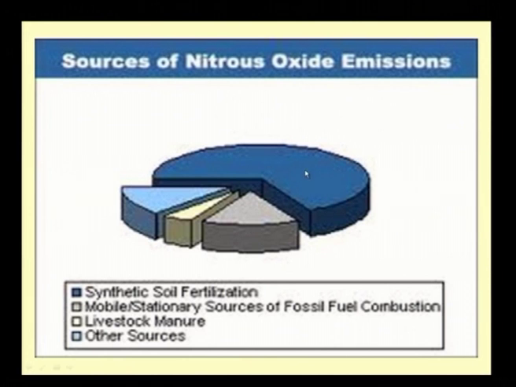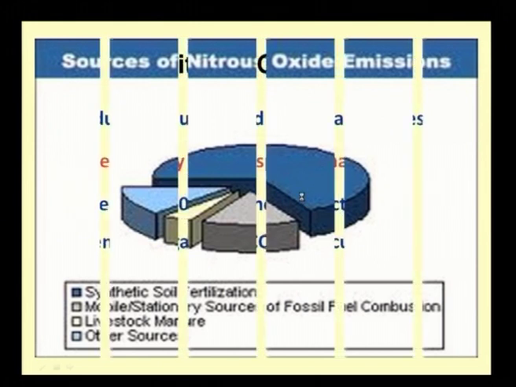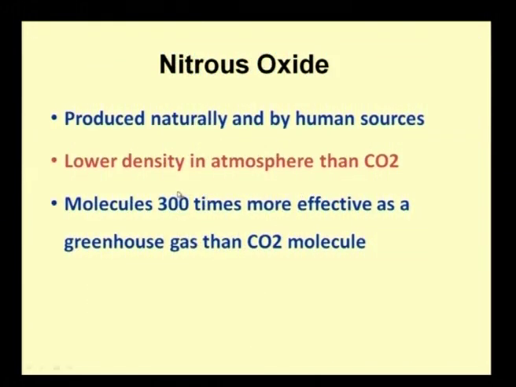And therefore, from the diagram we can see mostly the synthetic soil fertilizer is causing around 75 to 80% of the nitrous oxide. And see, the nitrous oxide is 300 times more effective, and therefore, we should be very careful with nitrous oxide and methane than the carbon dioxide.